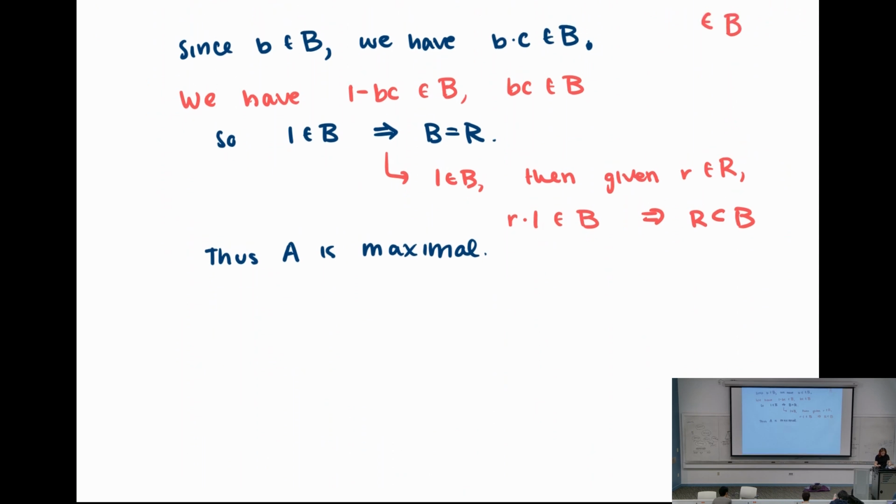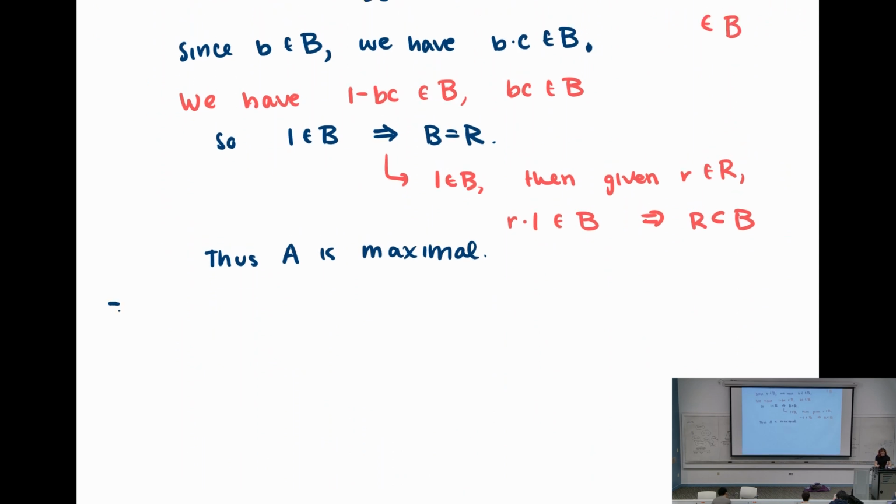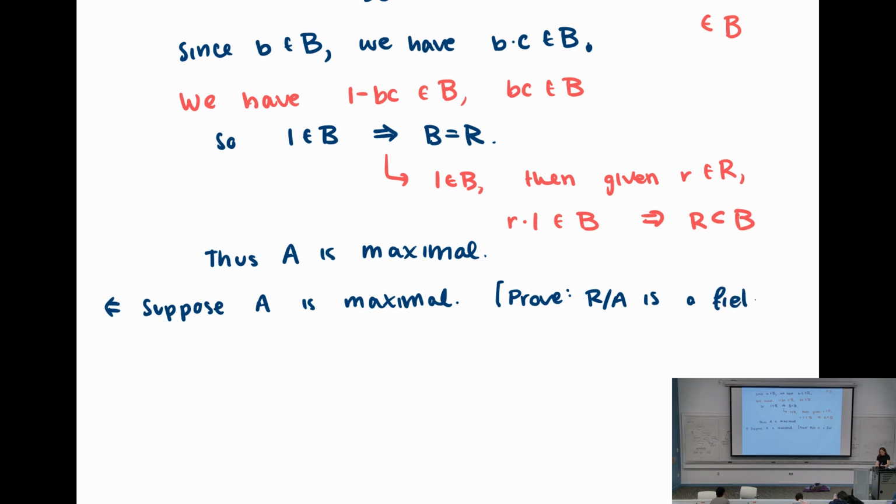Okay, so for the reverse, we're going to suppose now that A is a maximal ideal. And then that means that we need to prove that R mod A is a field. Okay, so what is a field? It's a commutative ring with unity in which every non-zero element is a unit.